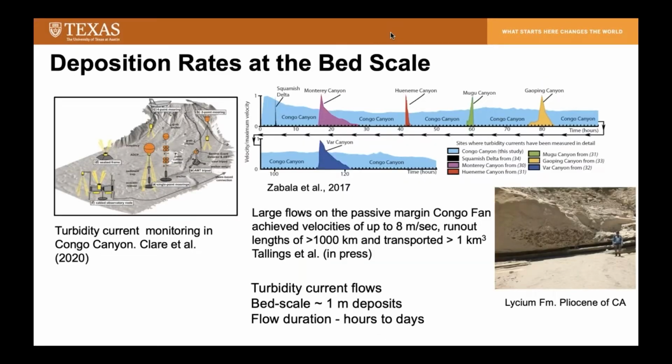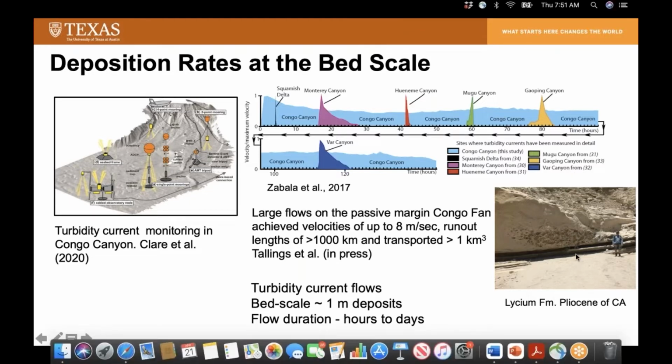Okay, so what do we know about rates of deposition at the bed scale? This is something that groups like Peters have really given us huge insights into in the last few years, about how fast deposition goes on, driven by individual turbidity currents. You can see on the top this beautiful illustration by Zavala et al. 2017, where they looked at this very long-lived flow in the Congo fan that lasted for over a week, compared to other much more short-lived flows in steep gradient systems like Monterey, Var, where individual flows last for a matter of hours.